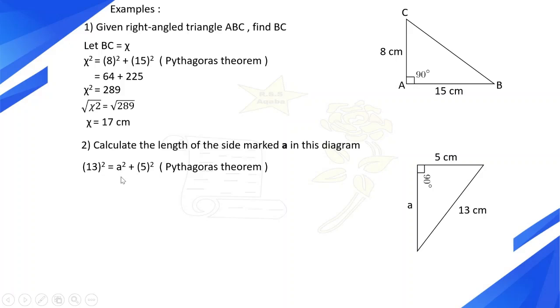Now, make A square the subject of the formula by subtracting 5 square from both sides. A square equal 13 square minus 5 square. 13 square equal 169. 5 square equal 25. Subtract, A square equal 144. We have to find the value of A. Square root for both sides. Square root of A square equal A, and square root of 144 equal 12. So A equal 12 centimeters.